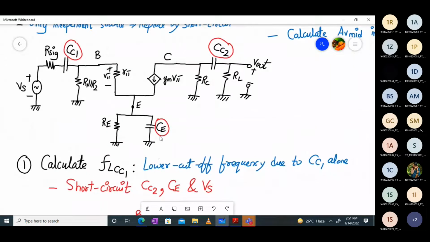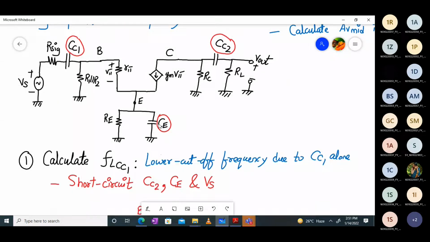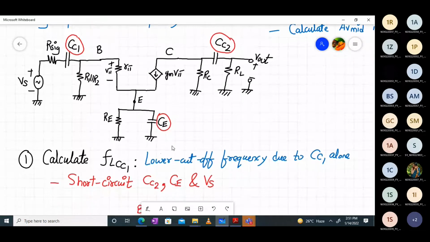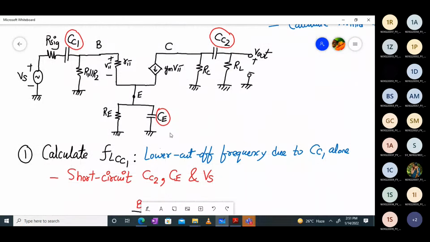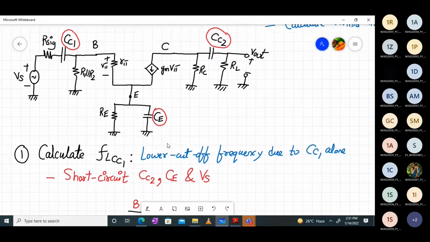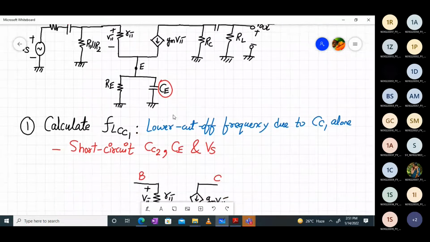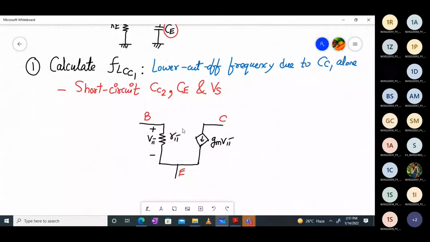CE will be replaced by a short circuit. So will the emitter terminal be connected to the ground, or will a resistor RE be there? CE is replaced by a short circuit. What will happen? The emitter terminal is connected to the ground, right? Because this will be replaced by a short circuit, RE will become redundant. Agree or no? Okay, fine. So you just connect it to ground.